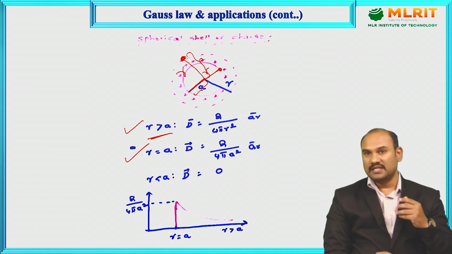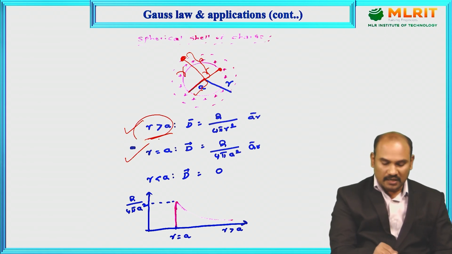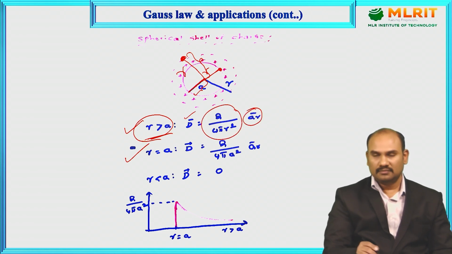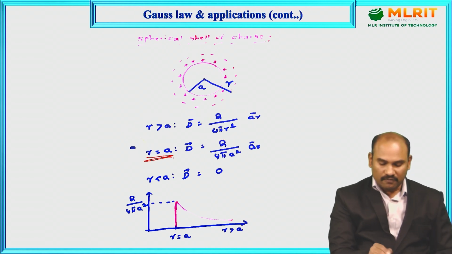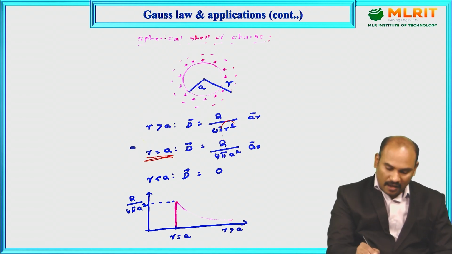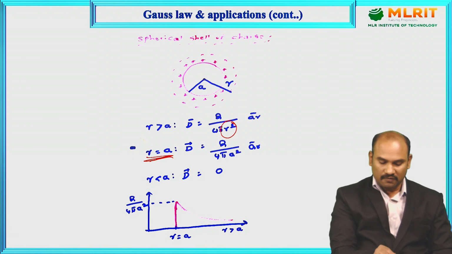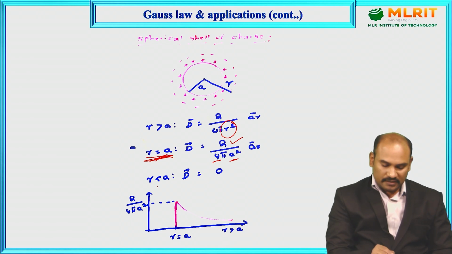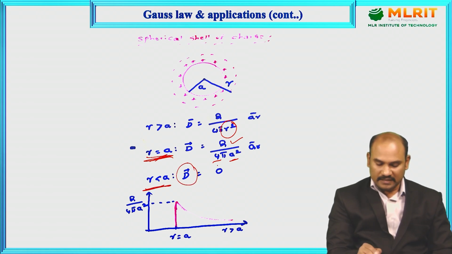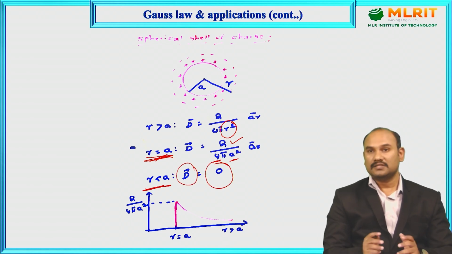In the first case, r greater than a, D bar is Q by 4 pi r square, a r. This is the basic expression which you have been seeing from the previous definitions. There is no change. Now if r equals a, what will happen? In place of r, substitute a, because r equals a. Then you get Q by 4 pi a square. It's simple and straightforward. Next, for r less than a, the electric flux density ceases to exist. Zero means it does not exist. There is no flux density that can be measured.